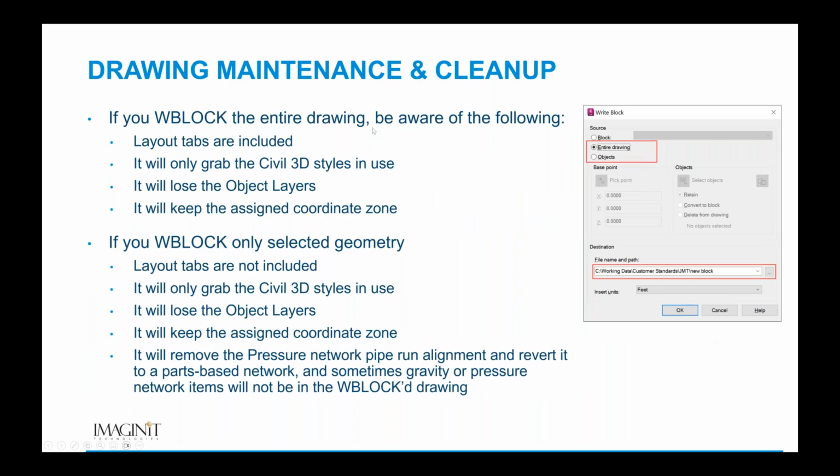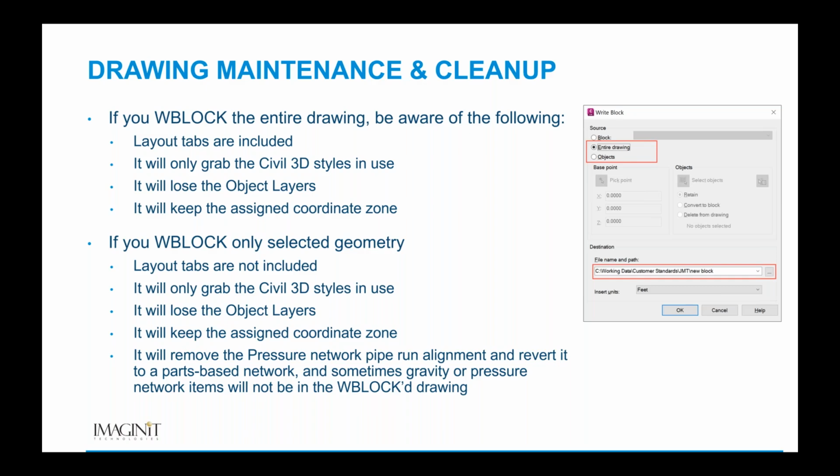So if you WBLOCK out the entire drawing, here's what you need to know. Layout tabs are included. So if you have a drawing that you have all of your layout tabs set to, WBLOCK out the entire drawing is the best place to start. It will only grab the Civil 3D styles that are in use or the Civil 3D styles that are set as default. You will lose object layers in Civil 3D. It will keep design coordinate zones. It will generally only keep any of the text styles and dimension styles and multi-leader styles that are actually in use, and same with line types. It's going to dump all the data that's not actually used.